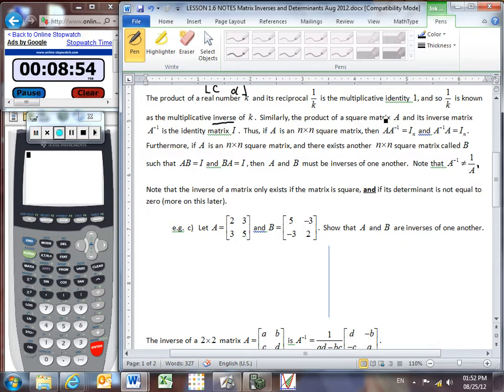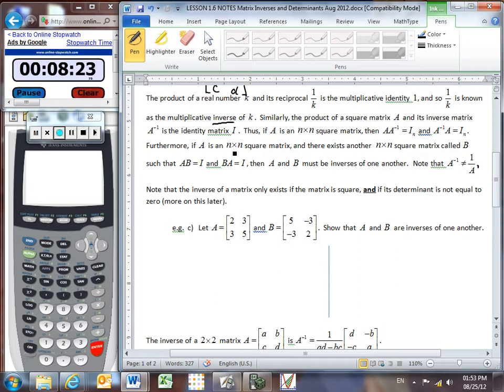So if we multiply an A by its A inverse, much like we did with the K's, you should get the identity, which we know is the matrix I. So if A is an n by n square matrix, then A times its inverse should give you the identity. And the inverse times A should give you the identity as well. In fact, A and A inverse are inverses of one another. So the inverse of A inverse is simply A.